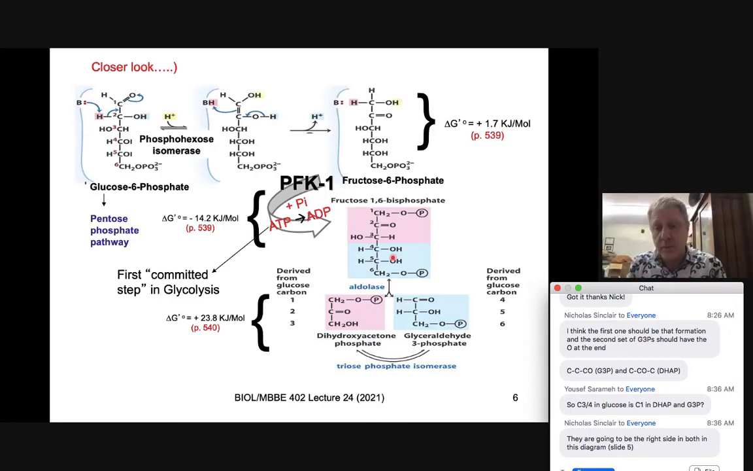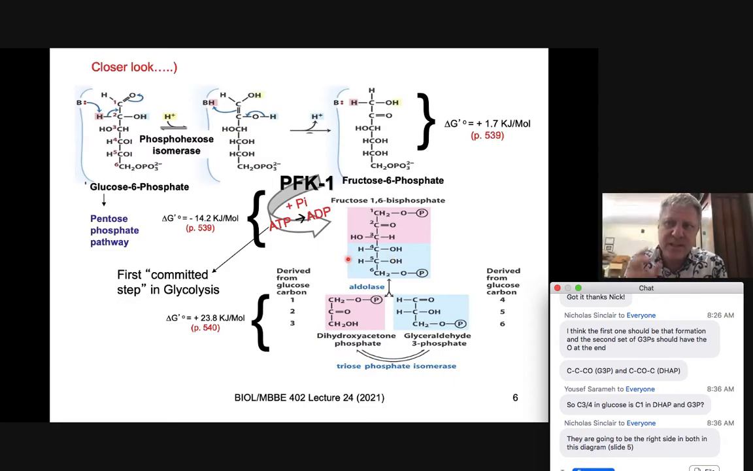So in this case, we'll produce the dihydroxyacetone phosphate and the glyceraldehyde 3-phosphate, as we see in the mauve and the blue regions here. But this particular reaction also is a regulatory reaction because it's going to contain and require 23.8 kilojoules per mole to move through. Okay, so again, we have the capacity to regulate this by prohibiting the amount of energy that is needed to move this reaction forward.